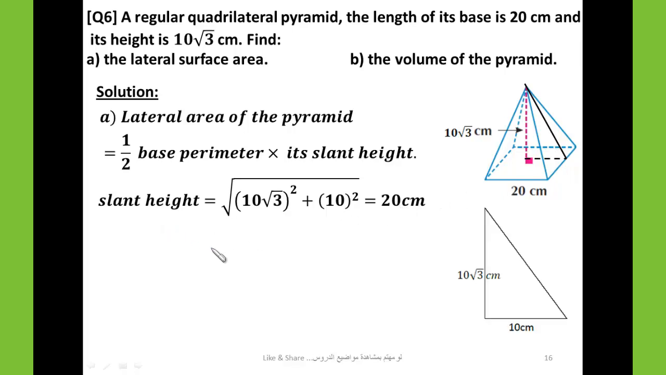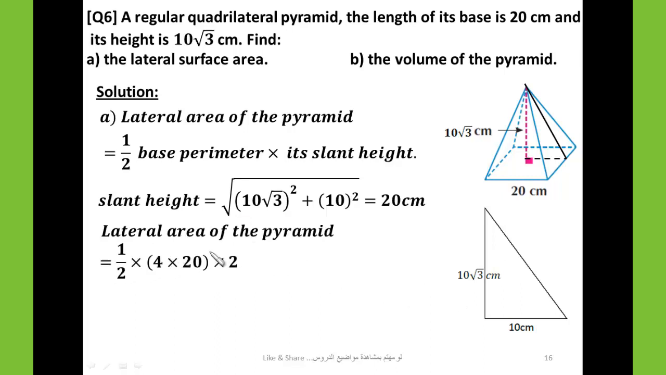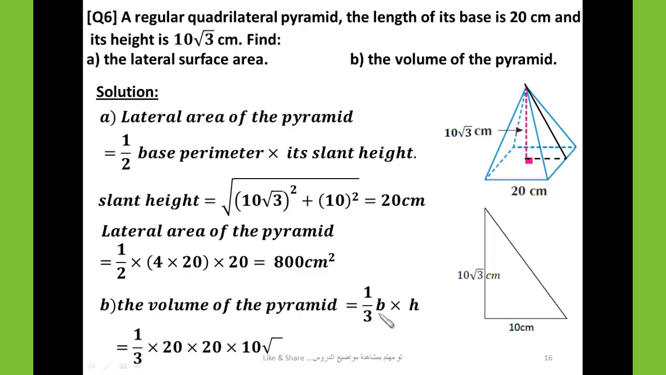Now from this triangle we calculate the lateral area of the pyramid, which equals half multiplied by 4 times 20, the perimeter of the base, multiplied by 20, which equals 800 square centimeters. The volume of the pyramid equals one third the area of the base times the height. The area of the base equals 20 multiplied by 20, and its height equals 10 root 3. So the result will be 4000 root 3 over 3 cubic centimeters.